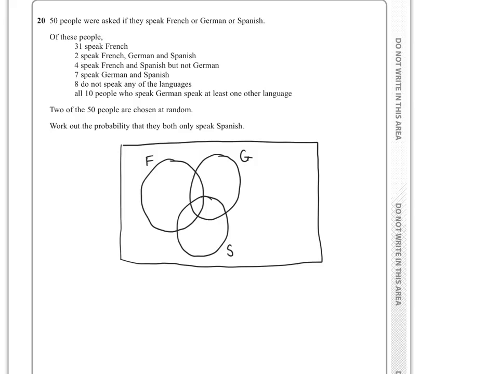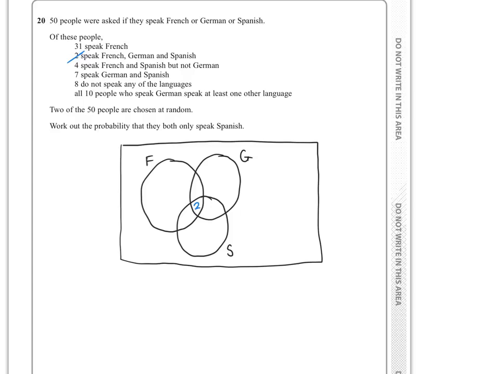Question 20. 50 people were asked if they speak French, German or Spanish, and we've got a list of details here. I've drawn a Venn diagram with French, German and Spanish shown. I think the easiest one to look at first is this one. 2 speak French, German and Spanish, so that will go where they all intersect.